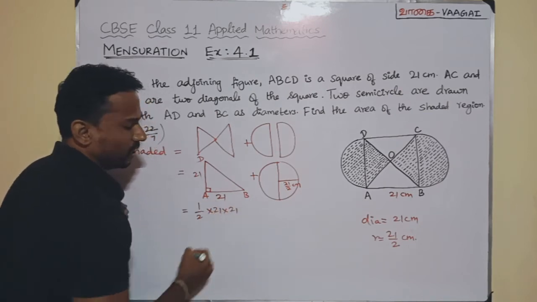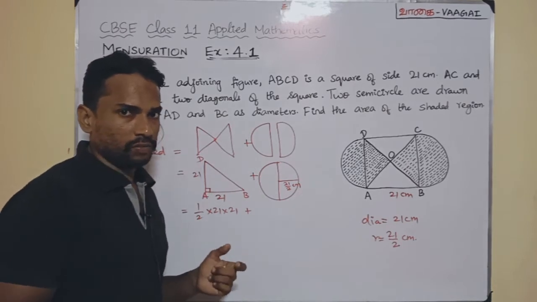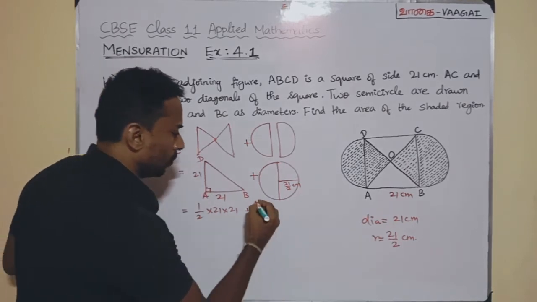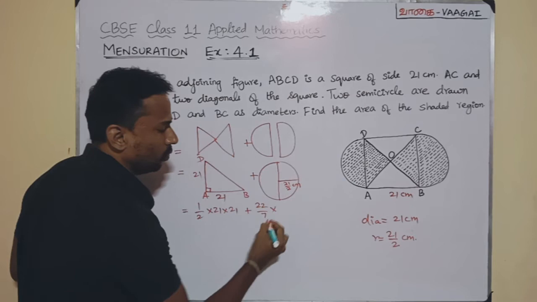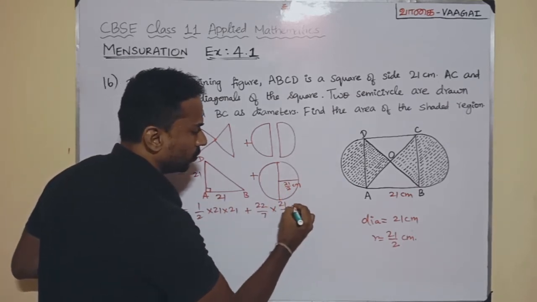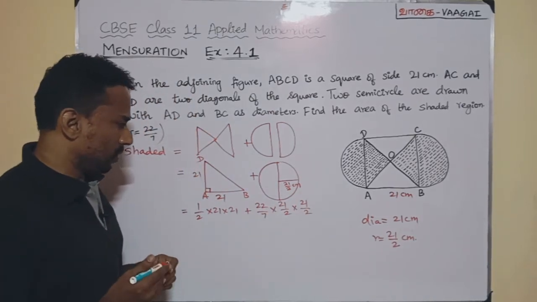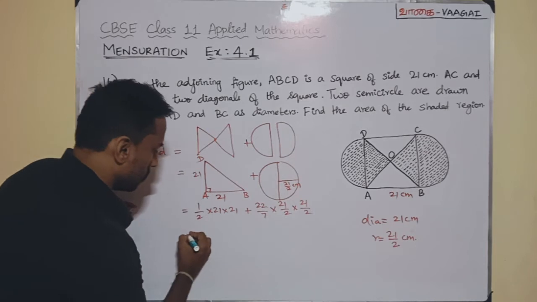So half into 21 into 21 plus, now here this side, area of the circle also we know, pi r square. So pi is 22 by 7 into, what about r square? R is 21 by 2. So 21 by 2 into 21 by 2. This is what we have. Correct? Now we need to simplify this. So how can this be simplified?